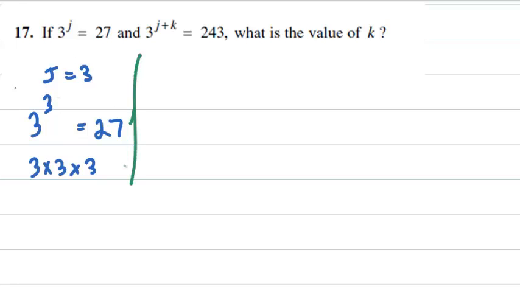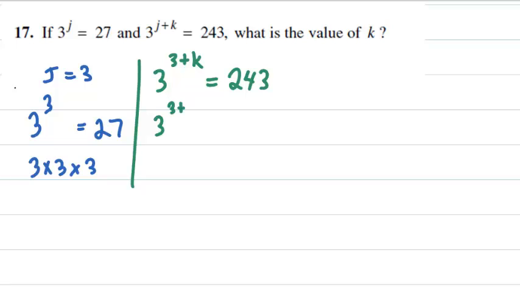Now when we go over to the other sentence, 3 to the j plus k, that's 3 to the 3 plus k, equals 243. Now on my calculator, I'm just going to figure out 3 to which power equals 243. And it's the fifth power. So 3 to the 3 plus k has to equal 243, which is 3 to the fifth power. So in order to solve this, we had to find like bases. In other words, we had to get these both in terms of 3 to some power. Now that we have it set up that way, it's pretty easy to see that 3 plus k has to be equal to 5. Take away 3 from both sides, and k equals 2.